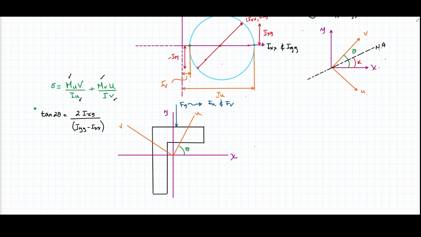But then the point is, hey, I don't know where the neutral axis is, because regardless of how the principal axes are, this one here always keeps getting in the middle.